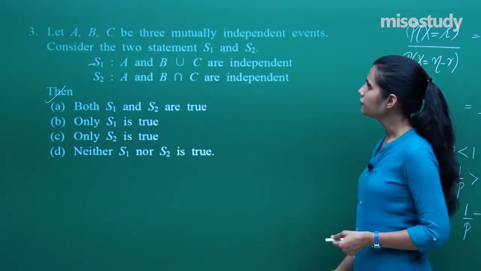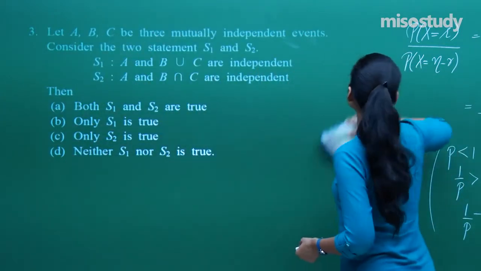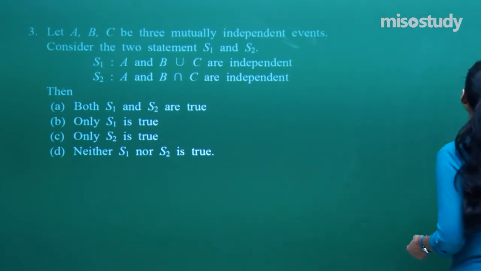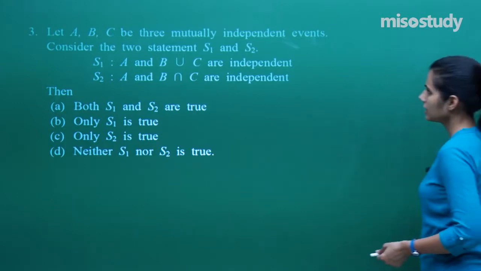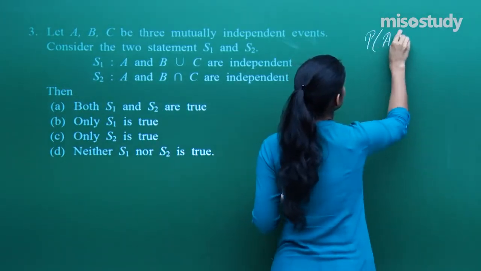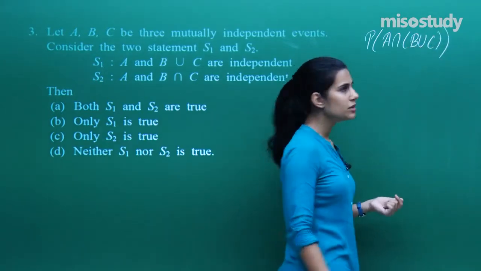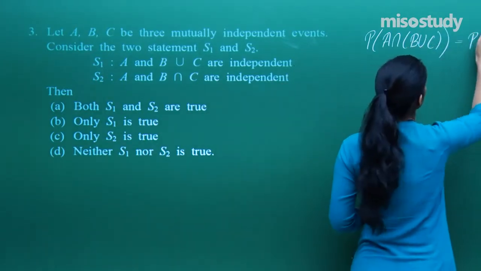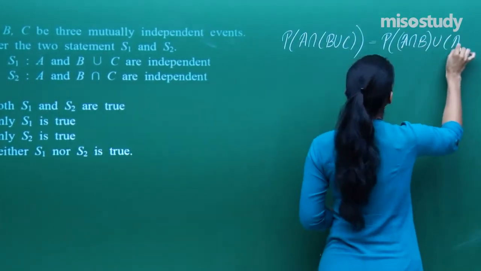Next question we have, let A, B, C be three mutually independent events, then which among the following statements is true? Let's see. A and B union C are independent. To show that, let's consider A intersection B union C. That's what we do. This is what? A intersection B union A intersection C.